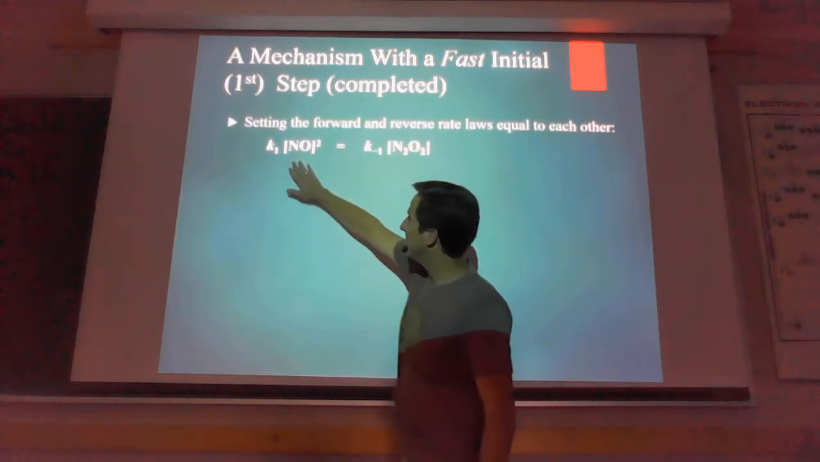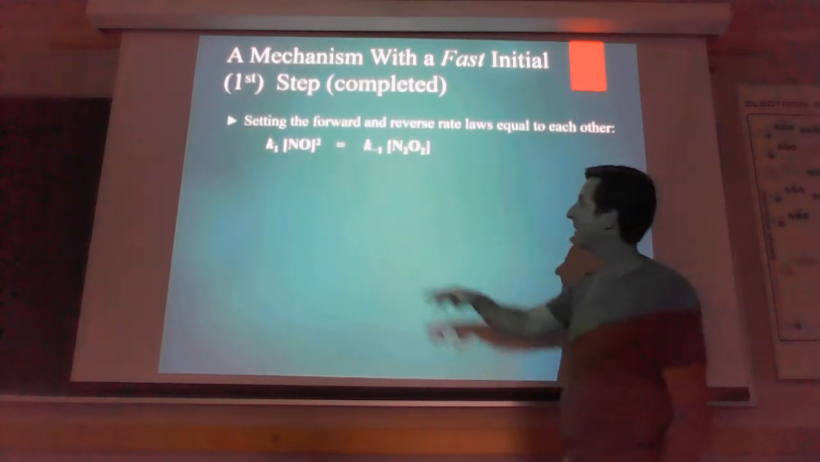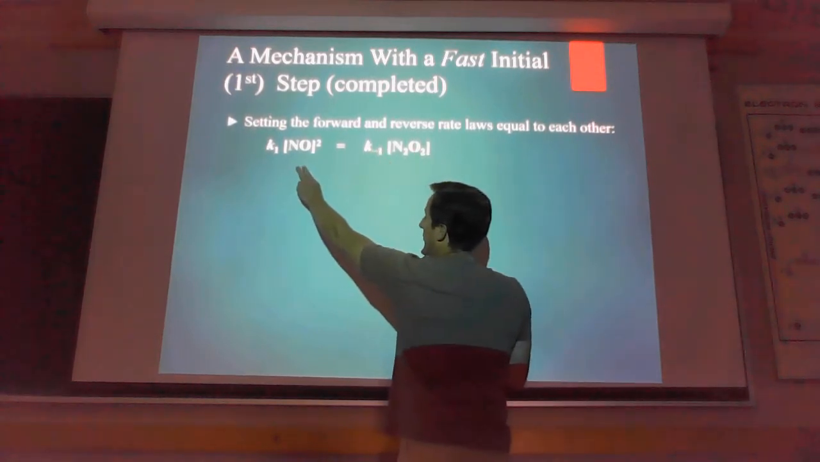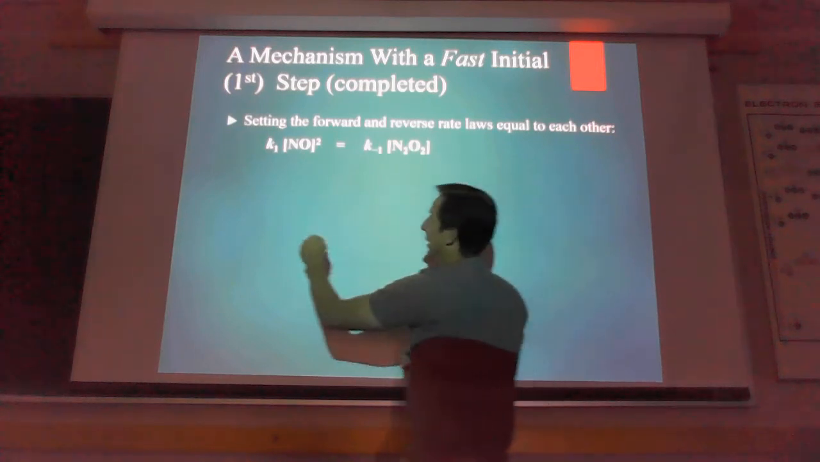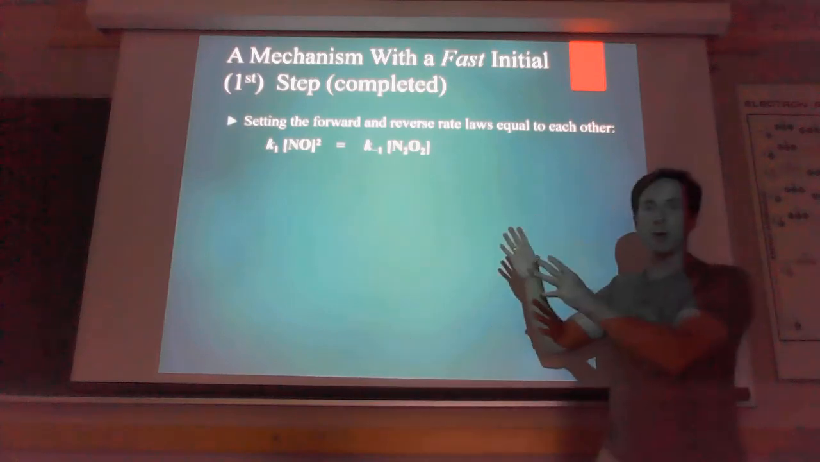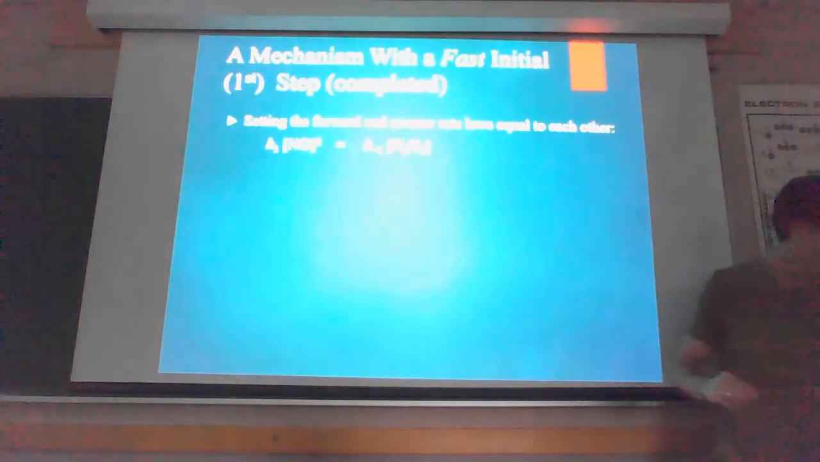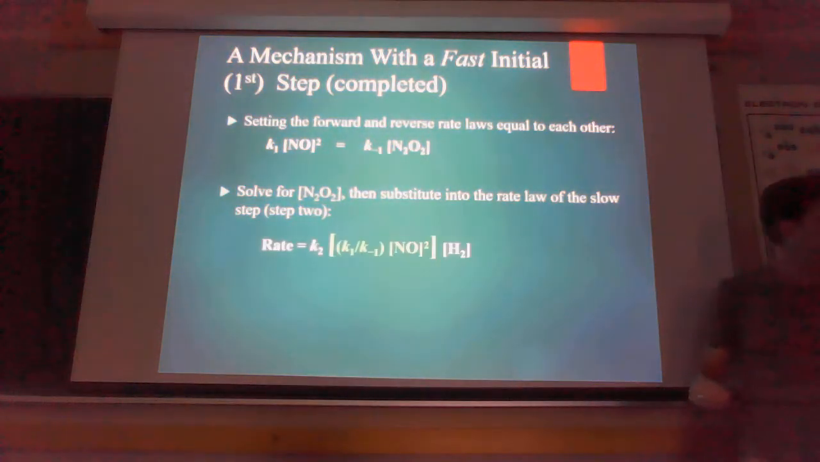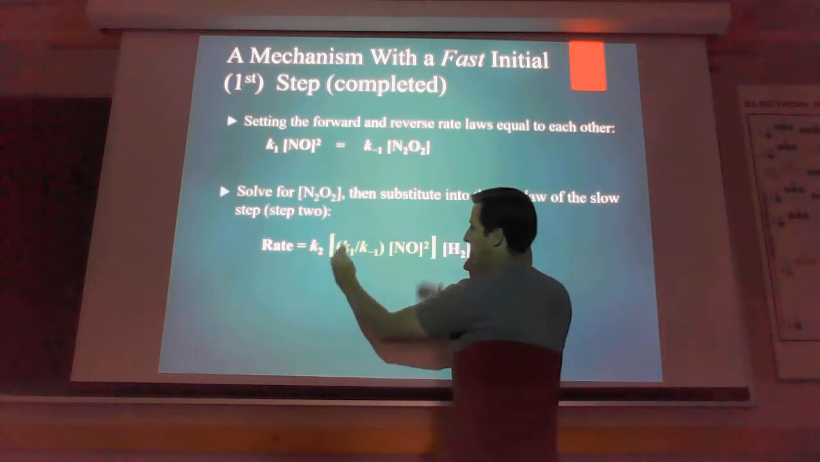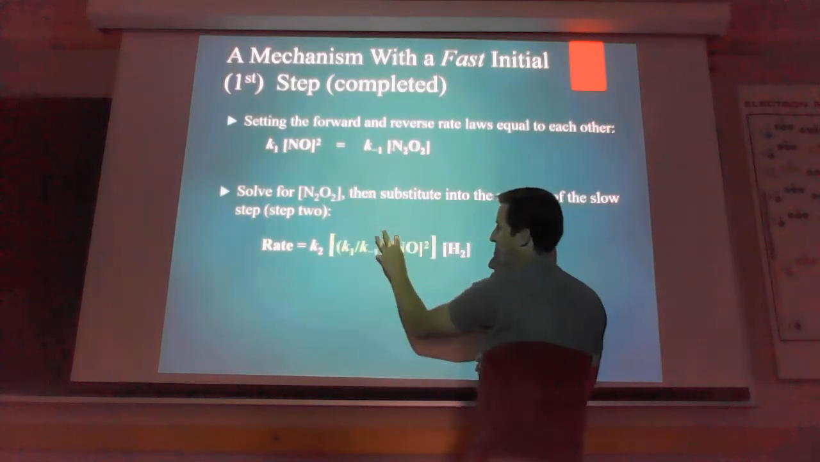This is the forward reaction. This is the reverse reaction. Once I set them equal, I'm then going to mathematically isolate the intermediate N2O2. So what I'm going to do is divide by K minus 1. So I'm going to say N2O2 is going to equal K1 over K minus 1 times NO squared. And then I'm going to substitute all that into the rate law for step 2, which we said is the slow step. But I'm trying to get rid of the N2O2. So where it did say before for the second step, rate equals K2 times N2O2 times H2, I'm substituting all that stuff in for the N2O2.